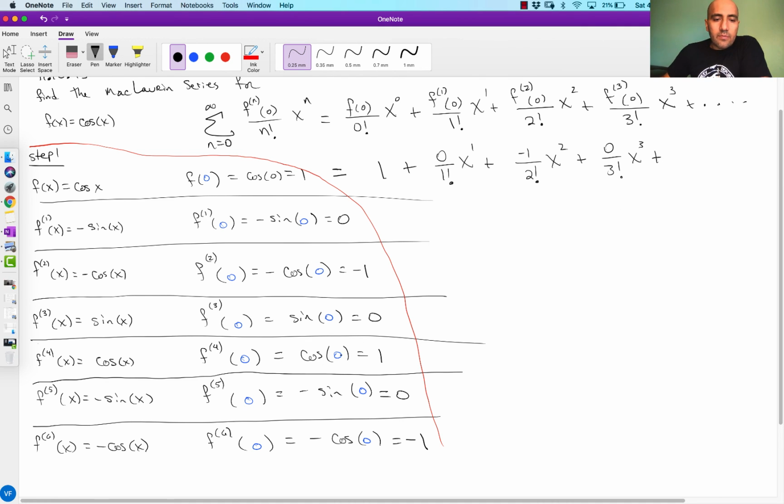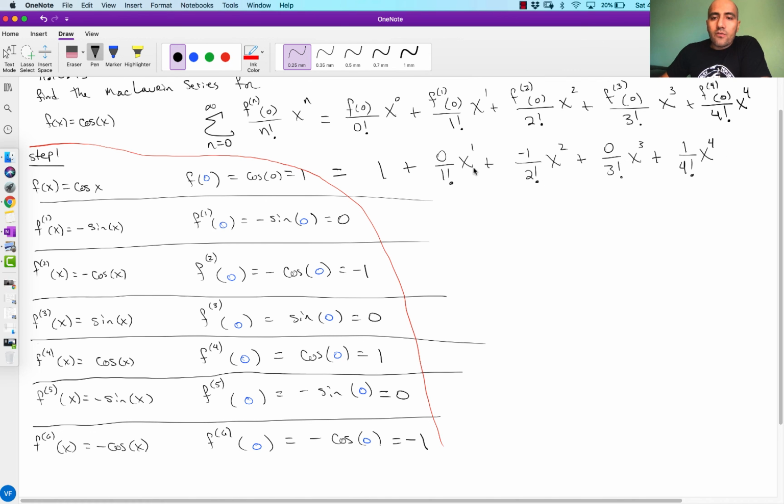The next one is going to be a 1, right? If this has a 4 here, let's erase that and expand this just a little bit more. The next one is going to be f of 4 evaluated at 0 divided by 4 factorial, x to the 4th power, right? That's the next one. The fourth derivative evaluated at 0 is going to be a 1. So that's just going to be 1 over 4 factorial x to the 4th.